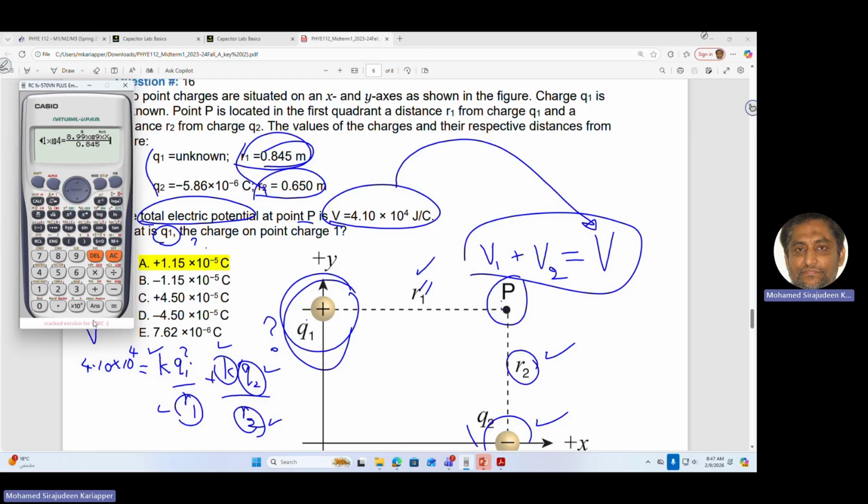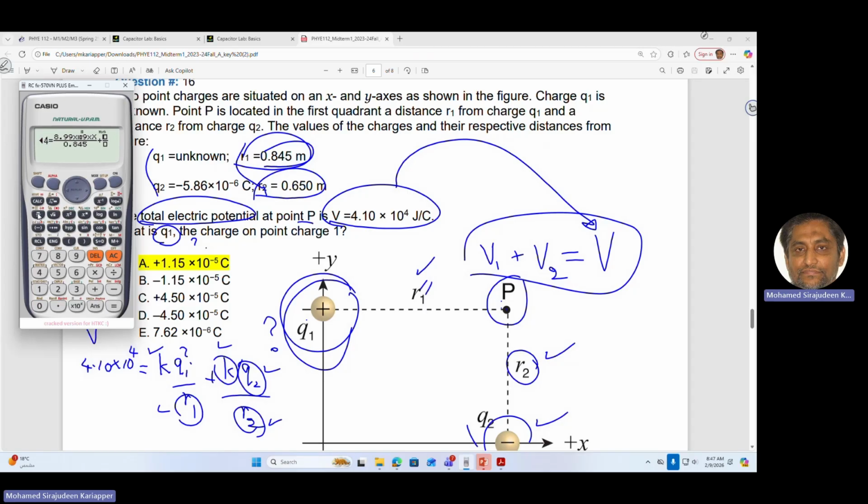One thing I have to tell you, don't forget this Q must be substituted with the correct sign. Did I do that correctly? Well, X is not given. We don't know what it is, okay? So plus K and R has no sign. R is a magnitude only, the distance only.